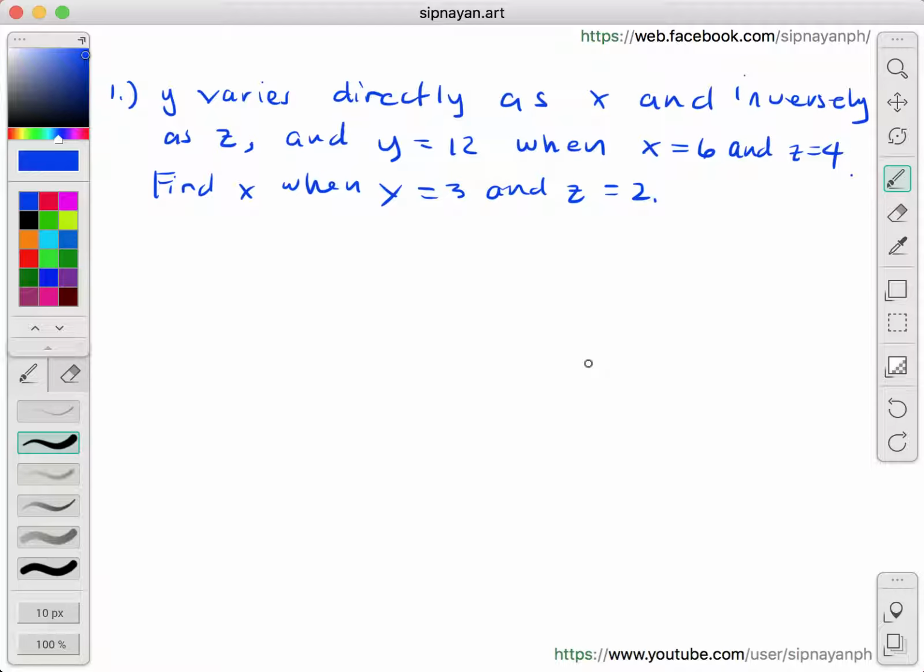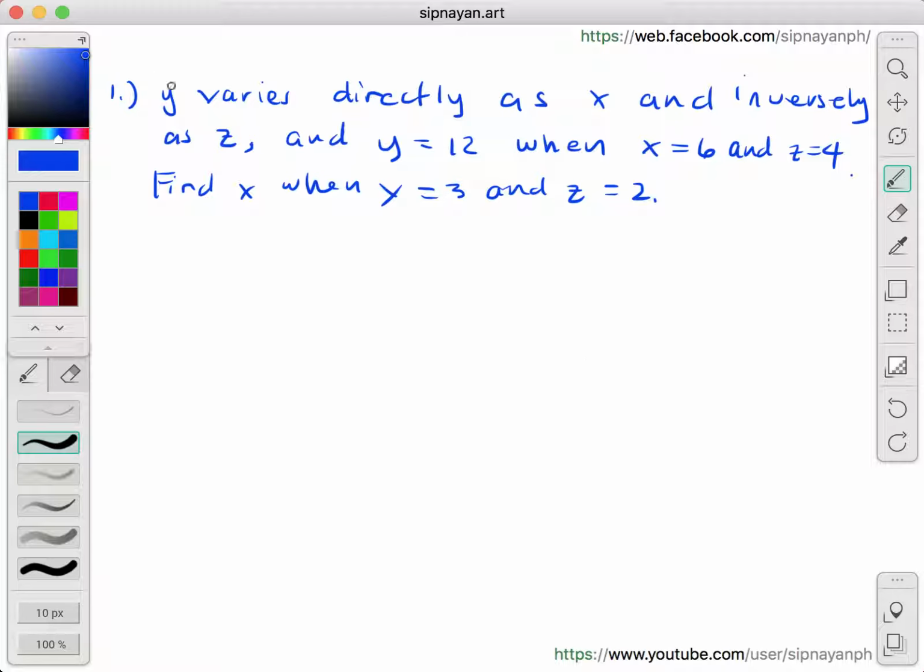In this video, magsisolve tayo ng two more problems about combined variation. So the first problem: y varies directly as x and inversely as z. And y equals 12 when x equals 6 and z equals 4. Find x when y equals 3 and z equals 2.